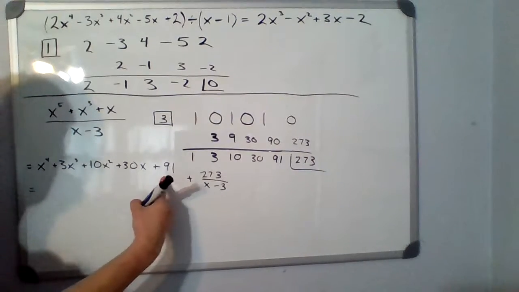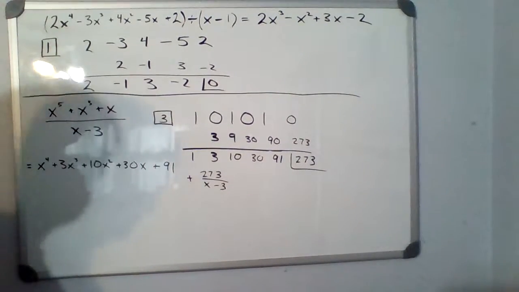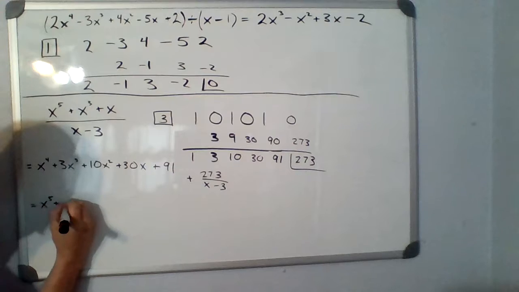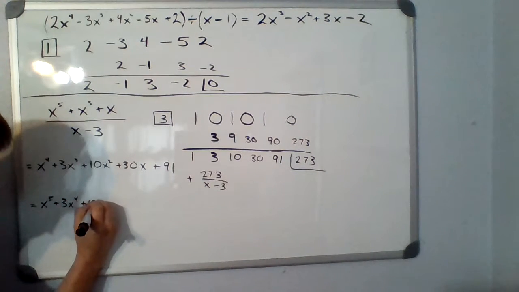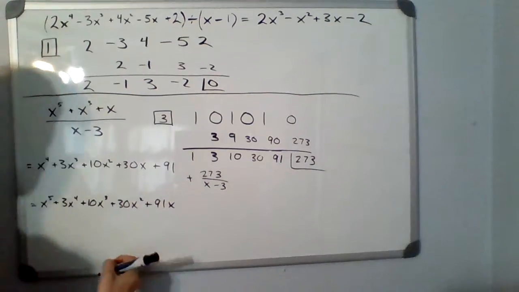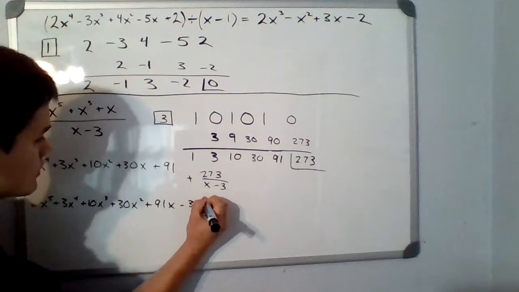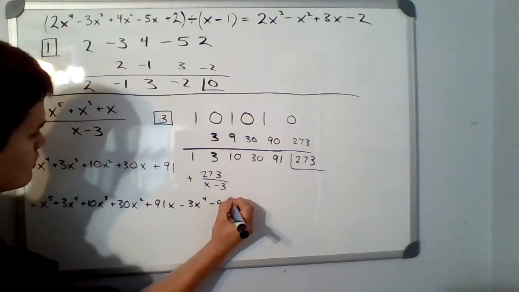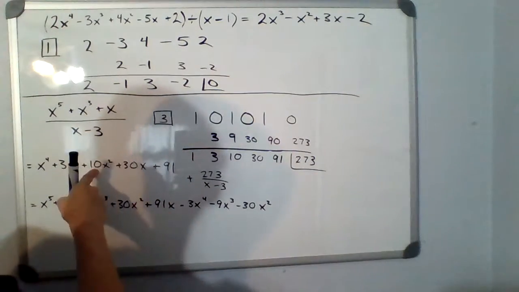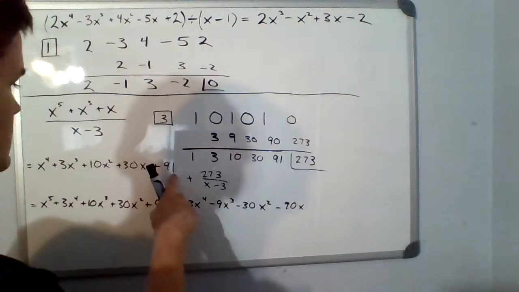So if I multiply x minus, well, that's kind of a lot. Yeah, it'll be fine. I'll just do it. So if I'm multiplying x minus 3 through, that's going to be x to the 5th plus 3x to the 4th plus 10x to the 3rd plus 30x squared plus 91x. Okay, so that was multiplying x through. Now I want to multiply negative 3 through by everything. So negative 3x to the 4th minus 9x to the 3rd minus 30x squared minus 90x, and then minus 273.